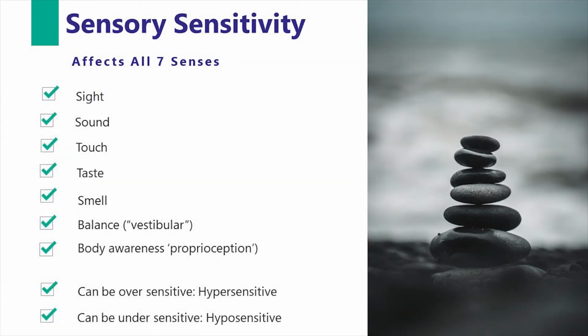Sensory sensitivity can affect all 7 senses. It can involve sight, sound, touch, taste, smell, balance, and body awareness. People can be oversensitive or hypersensitive, or undersensitive or hyposensitive. We have receptors all over our bodies that pick up sensory information or stimuli. Our hands and feet contain the most receptors.